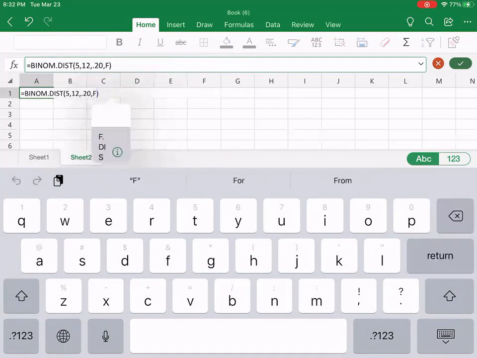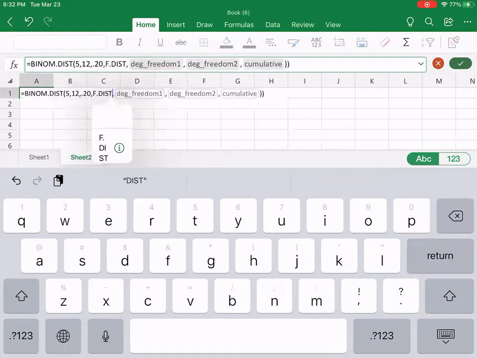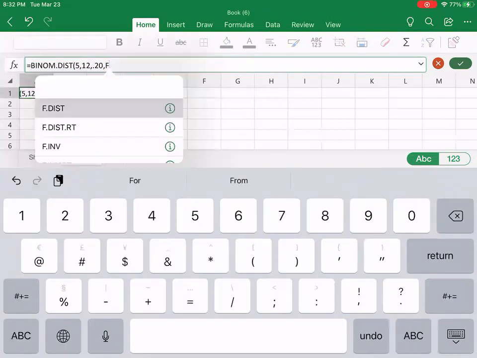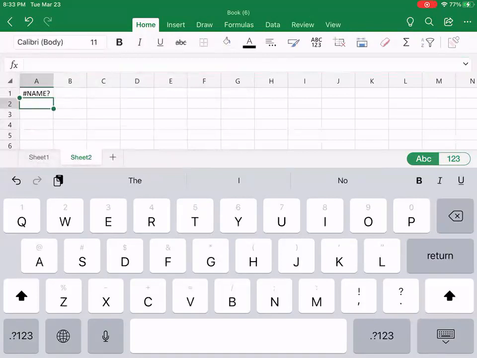Maybe they just want an F. What are you doing? My fault, y'all. Let's see if it calculates this. I didn't like that.